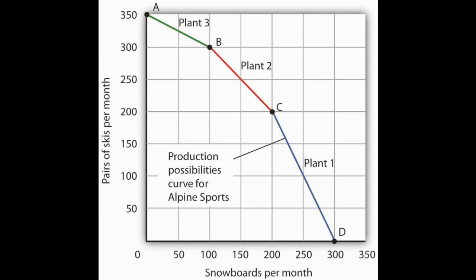Similarly, Alpine Sports will need to sacrifice a lot more skis the deeper it wants to get into the snowboard market. Each new snowboard will cost more skis than the one before it, as factories with less proficiency at making snowboards are recruited. The law of increasing opportunity costs in action.